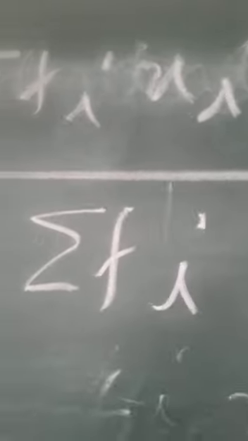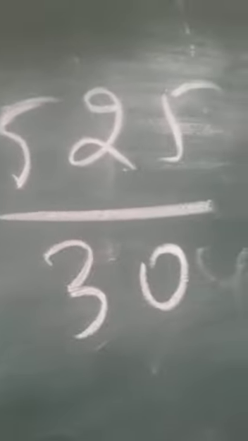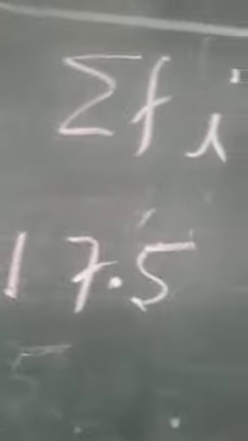As we have obtained the value of summation fi xi, that is equal to 525, we will write the total sum as 525, and the total sum of all the frequencies is equal to 30. So we will write it in the denominator as 30. Now the quotient of this will give us the result. When we divide 525 by 30, we get the value 17.5.